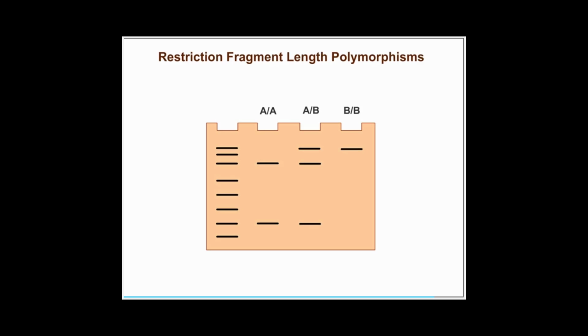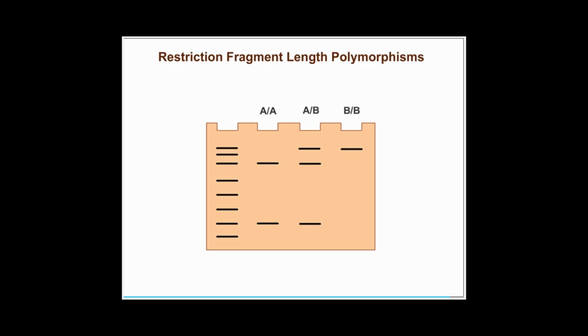RFLPs are variations in the pattern of restriction fragments produced in DNA from different individuals. The fragments vary in length because of sequence differences that may result in the creation or removal of recognition sites for restriction enzymes. The patterns can be analyzed by Southern blotting of the DNA fragments.